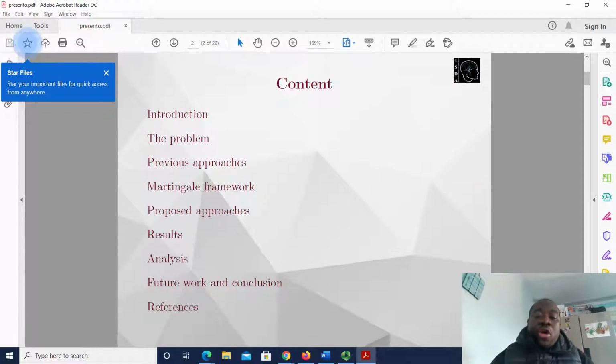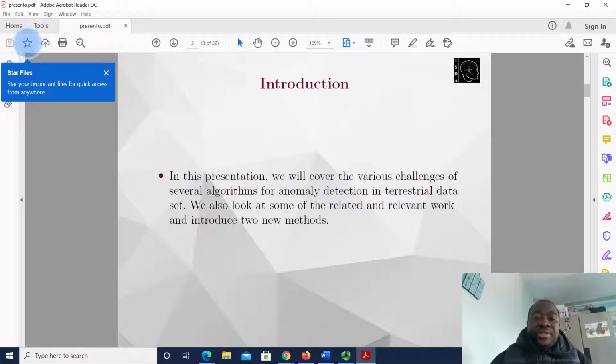So we move to the content. We have the introduction, the problem, the previous approaches, the Martingale framework, the proposed approaches, the results, the analysis, the future work and conclusion, and the references.